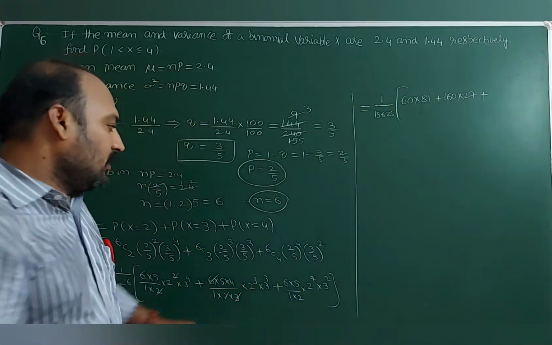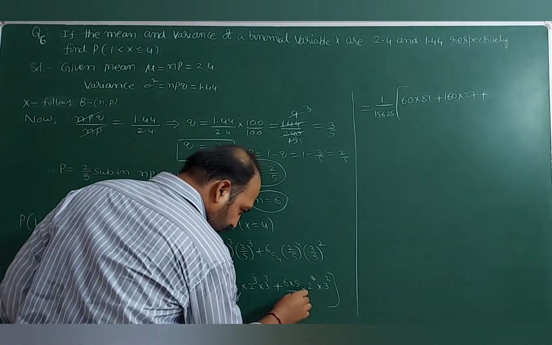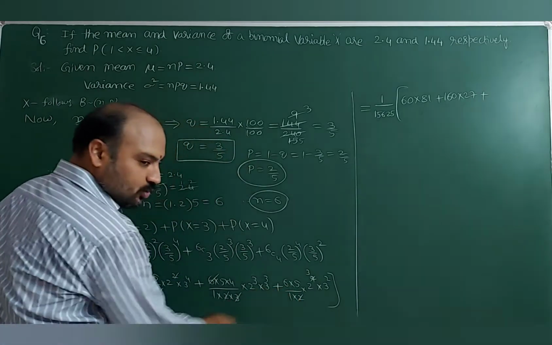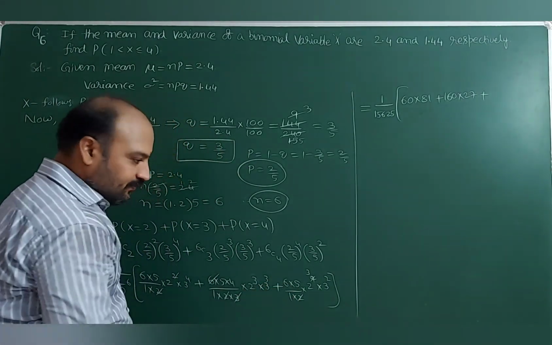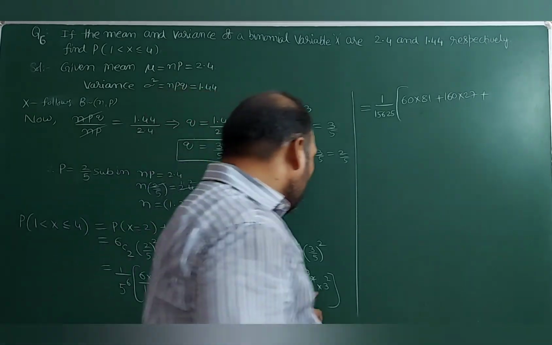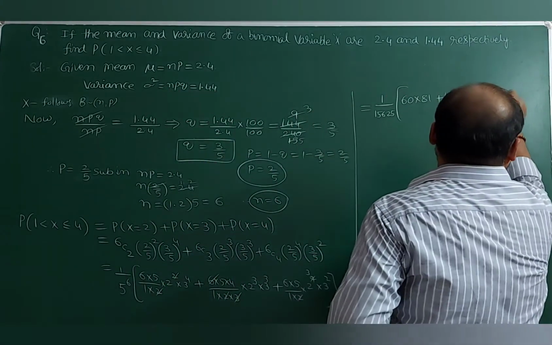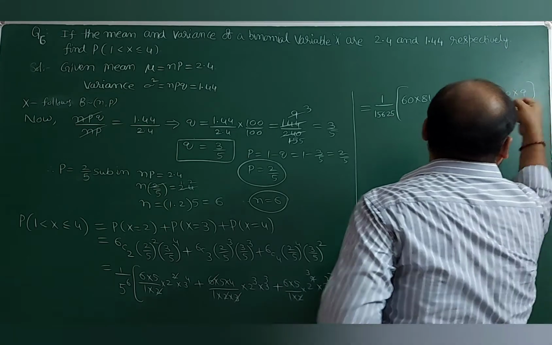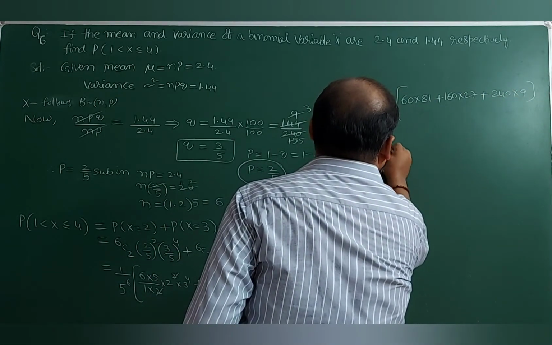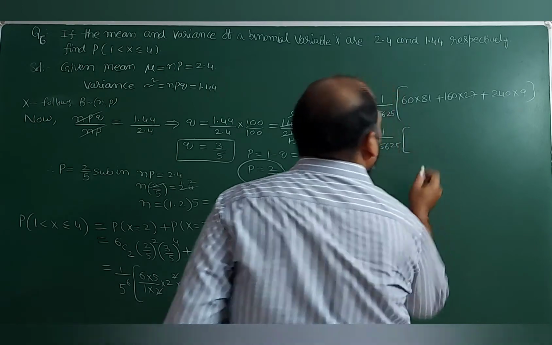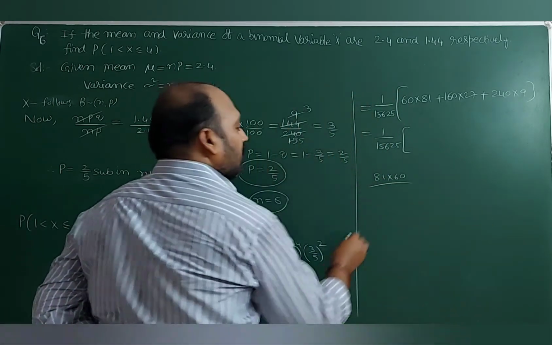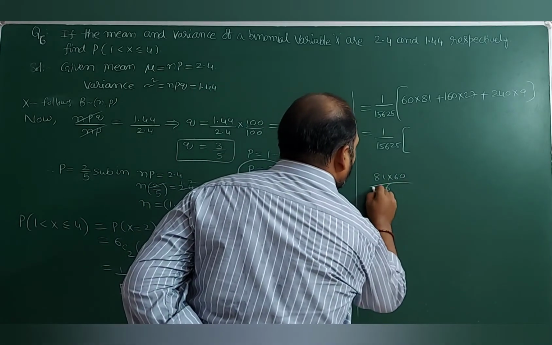Plus here, so one of the two cancel. 6 into 5, 30. 2 cube is 8. 30 into 8, 240. 240 into 9, 3 square. So which is equal to 1 by 15 power 6 into 25. So 81 into 60. 6 into 8, 48.